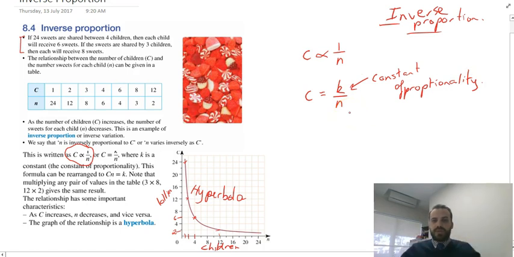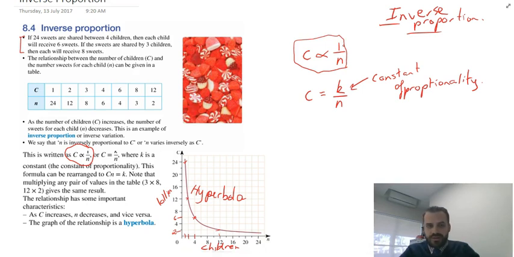Okay, so what do you need to know? You need to know what an inverse proportion is. The lollies idea is a really good example. You need to know that when you graph it, you get this cool thing called a hyperbola. You need to know how to say this. And I'm not going to write this down, but you're going to write this down. C is inversely proportional to N.